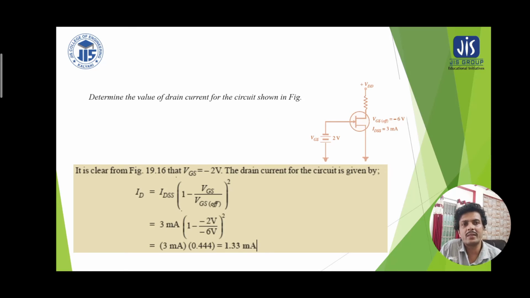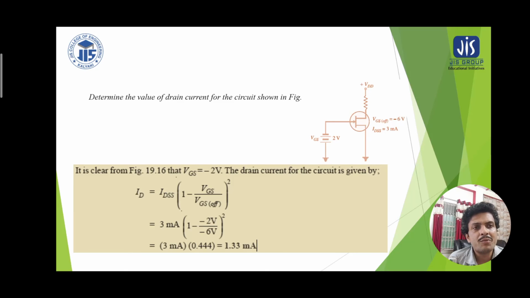Determine the drain current for the circuit shown in figure. So in the figure it is given that gate to source voltage is 2 volt, which is obviously reverse biasing the N channel JFET. Because of the arrow direction, it is very much clear, it is the N channel JFET. Also the negative voltage applied to the gate to source voltage terminal, making reverse bias of the gate. So therefore negative voltage can be applied to only N channel JFET.